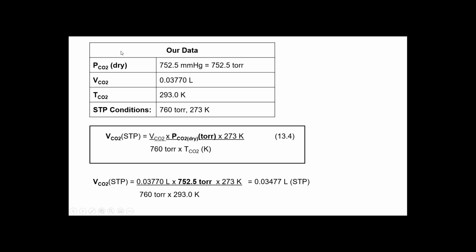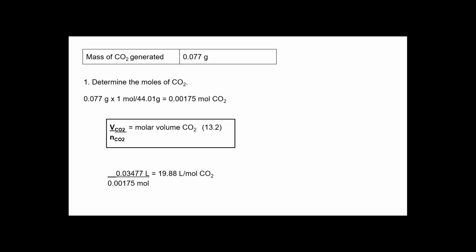So let's plug this in. We have our pressure that's dry. That's going to go there. We have our volume of CO2. That's going to go there. And we have our temperature. That's going to go there. And there are STP conditions. We plug this all in. It should be in liters. And this is under STP conditions with our experimental conditions. We determine what the actual volume is. And it is different, if you can see, from what the volume was with our experimental conditions. Now, the next thing is determine our molar volume, which is exactly what I was jumping ahead to.